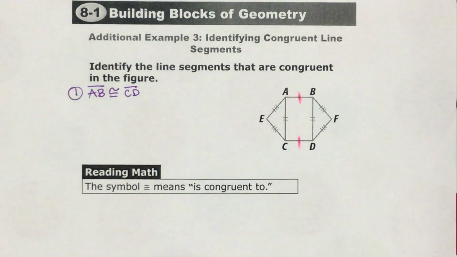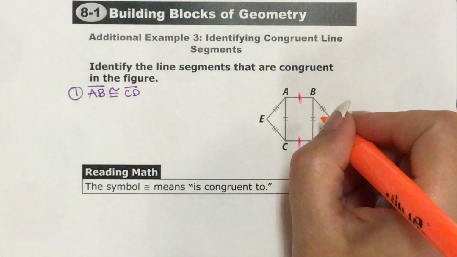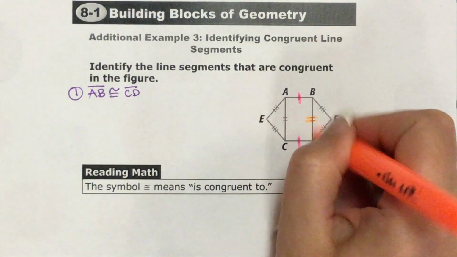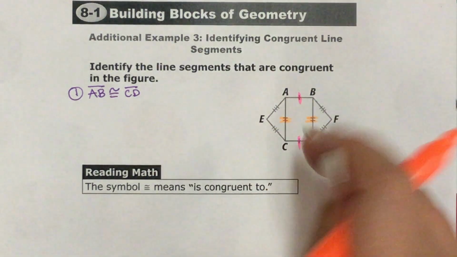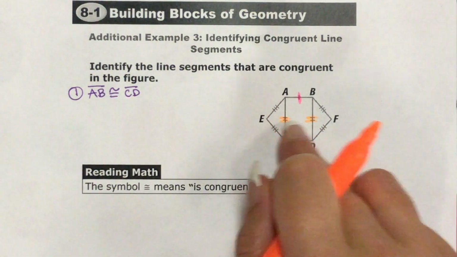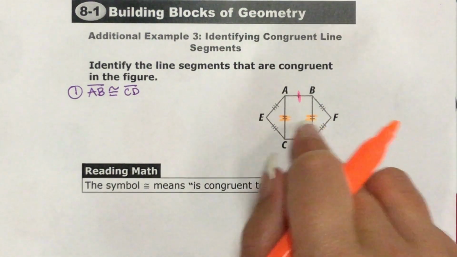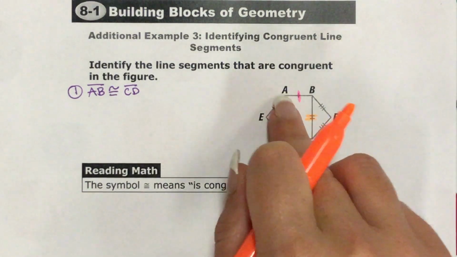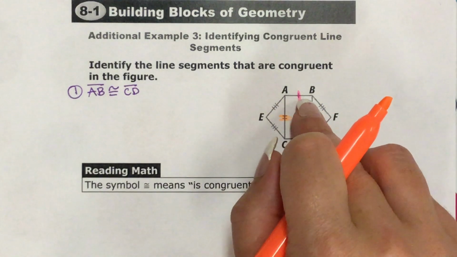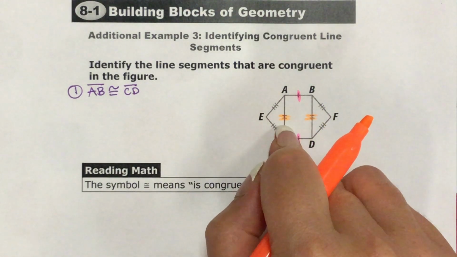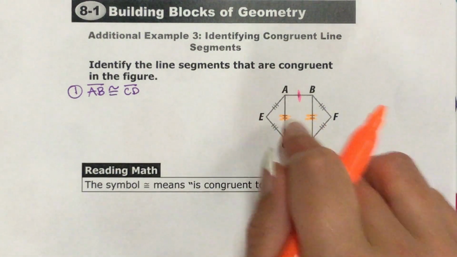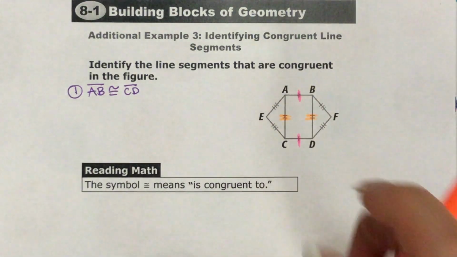Can we do another? I see something that has two tick marks. One, two, and then right here, that's BD, and here are one, two. When they have two tick marks, that means these two line segments are congruent to each other. But they are not congruent to the one that only has one tick mark. So AC is not congruent to AB, because this has one tick mark and this has two. For something to be congruent to something else, they have to have exactly the same number of tick marks. So AC is congruent to BD.